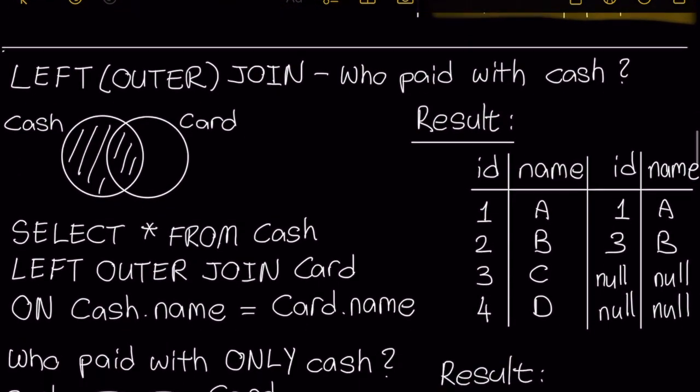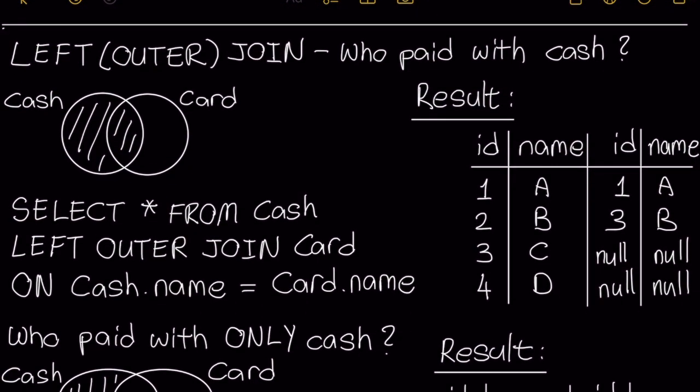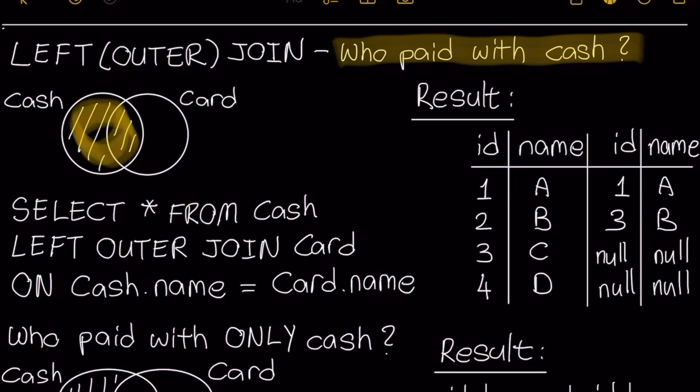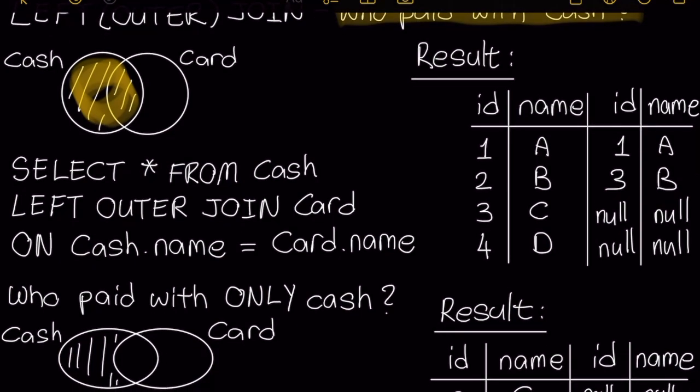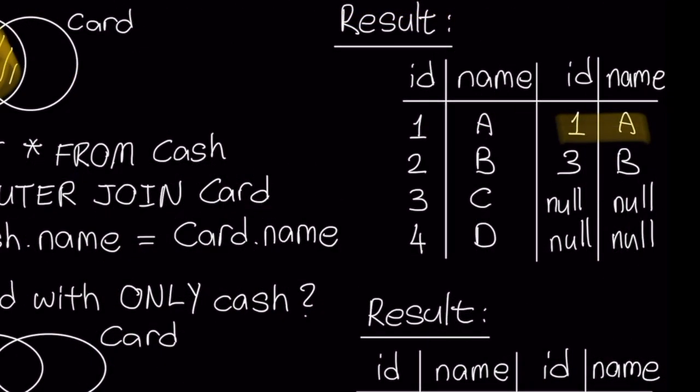Now let's look at left outer join. The way we would imagine this as a question would be, who paid with cash? Basically, this would return everyone in the cash table. As we can see in the result here, we have 1, 2, 3, 4, A, B, C, D from the cash table. And all we do is fill out the corresponding values from the card table. For A and B, we do have corresponding values, but for C and D, we don't, so all we get is null.